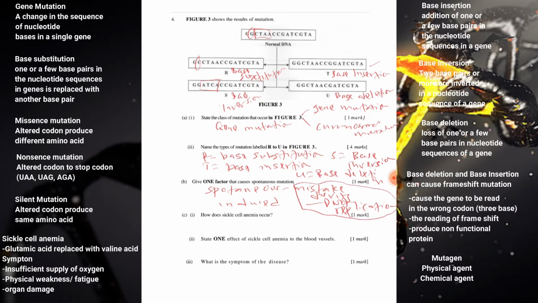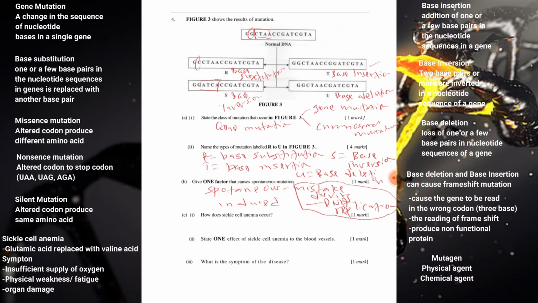For induced, you can put any mutation that is caused by mutagen. Any mutation caused by mutagen. And we have two type of mutagen: physical agent or chemical agent. For physical agent, example is ultraviolet ray, ionizing radiation, gamma ray, alpha particle. Or chemical agents: mustard gas, nitrous acids, base analogue, colchicine or ethidium bromide.